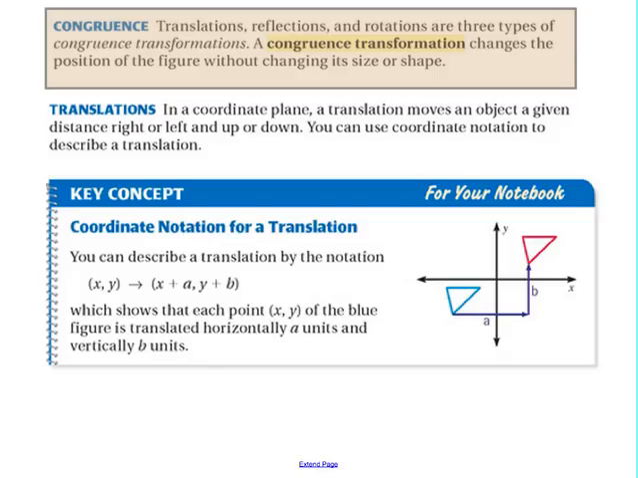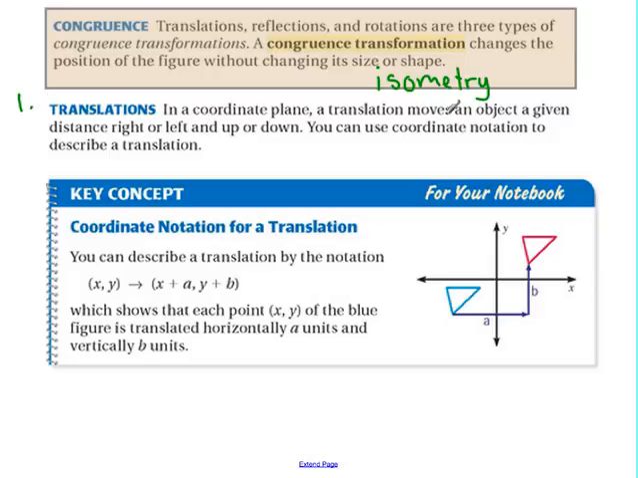Next, we will talk about how a congruence transformation changes the position of the figure without changing its size or shape. We'll learn another word for this. This is also called an isometry. It's a really good word, an isometry. And we'll talk about isometric transformations, which are the same thing as congruence transformations. We'll start off with the first one today. We'll start off talking about translations.